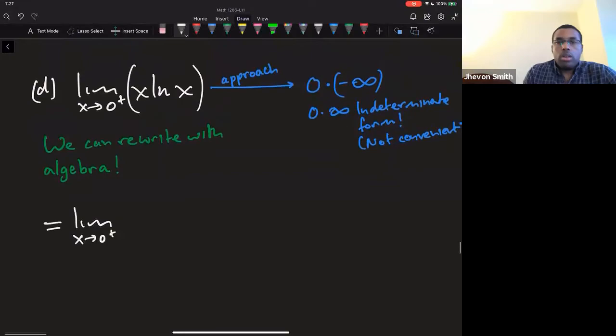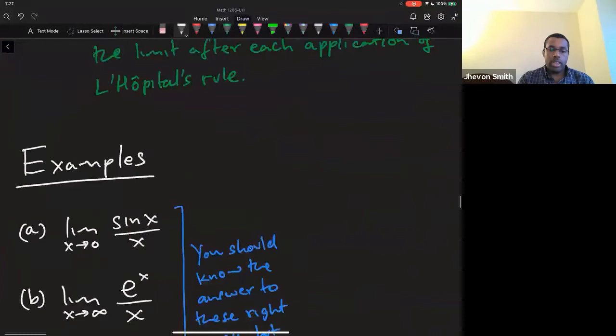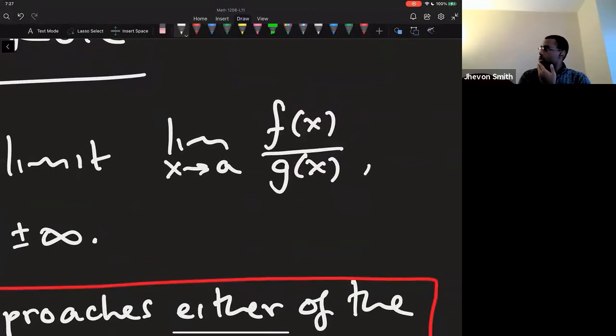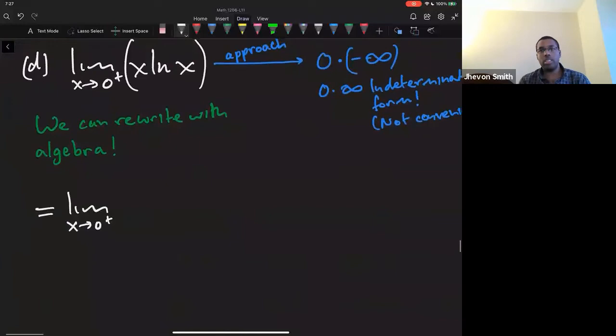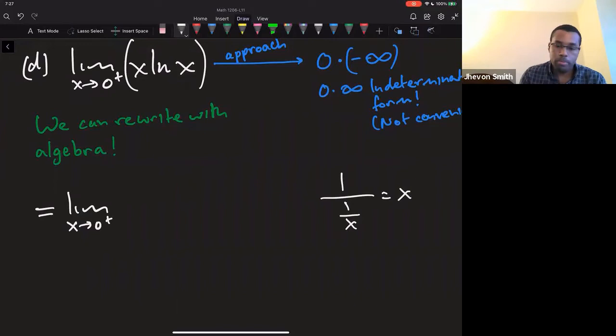Remember, L'Hopital's rule only works on divisions, so it's an f over g kind of situation. If we want to use L'Hopital's rule, it's nice to get to a division scenario. So how can I write a multiplication as a division? Well, you can use a reciprocal. We know that dividing by 1 over x is just multiplying by x. Keep, change, flip. So I can apply that here.